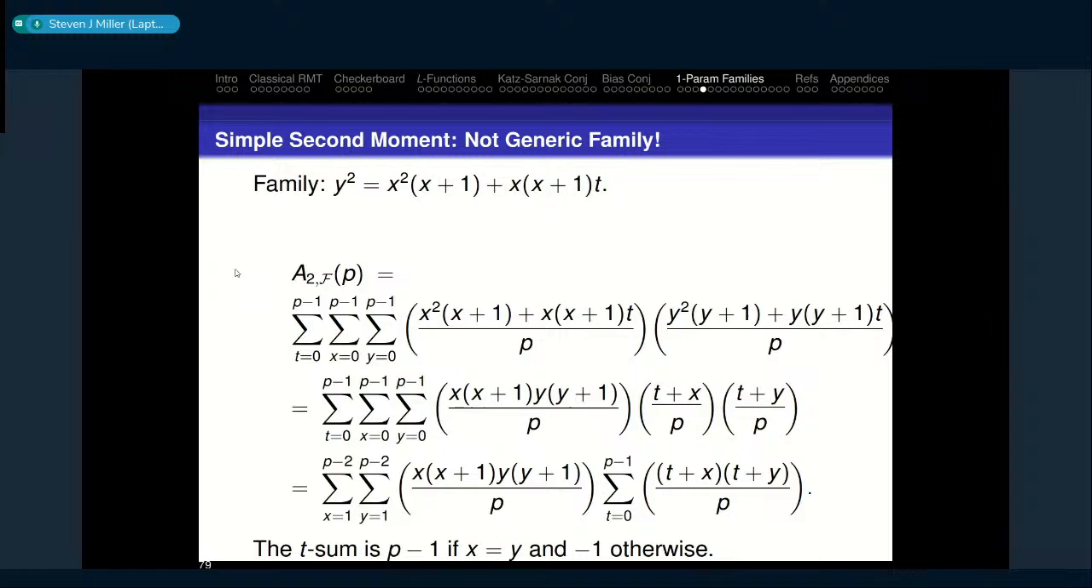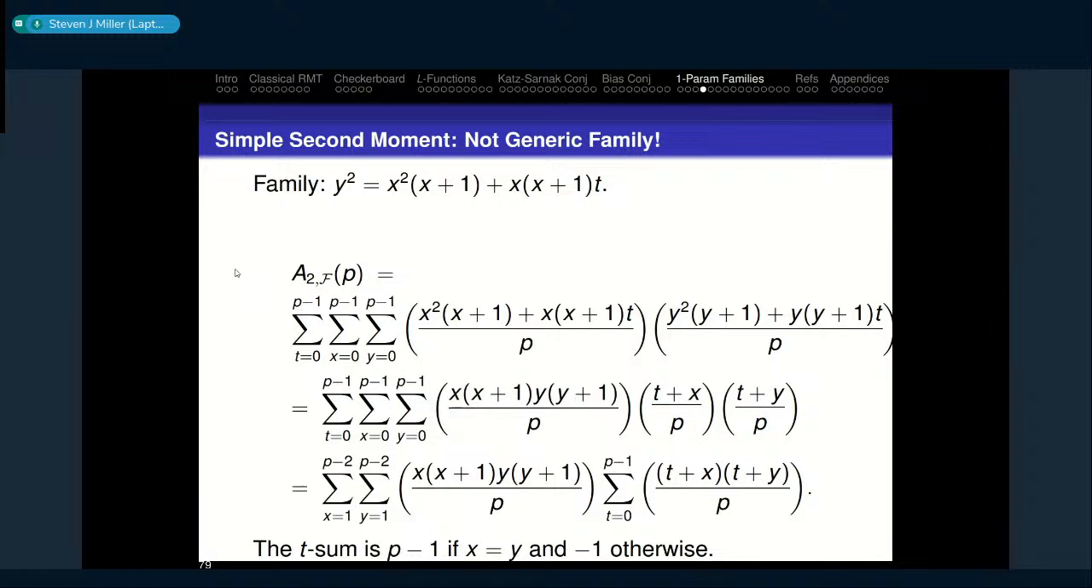The second moment sum is a little bit more involved. I now have three sums. And then you just play some games, you move things around a little bit. And what's really nice is I chose things very carefully so that I have a quadratic t sum that I evaluate first. And when I do that quadratic t sum, it turns out it's going to be p minus 1 if x equals y, and negative 1 otherwise. And then that's going to leave me with very simple quadratic sums in x and y. And so I can evaluate these in nice closed forms. I can calculate the second moment for this family.